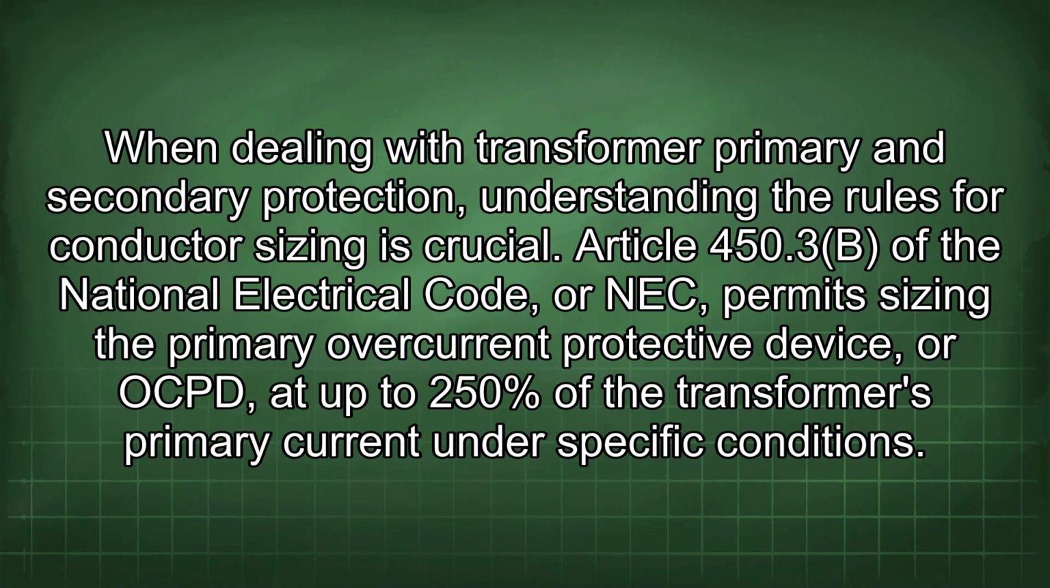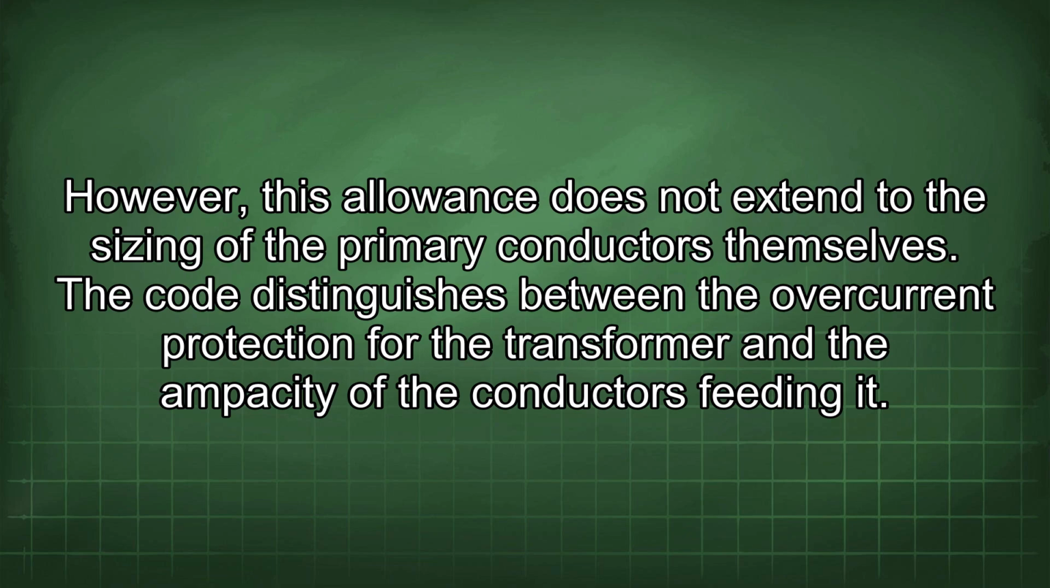When dealing with transformer primary and secondary protection, understanding the rules for conductor sizing is crucial. Article 450.3(B) of the National Electrical Code, or NEC, permits sizing the primary overcurrent protective device, or OCPD, at up to 250% of the transformer's primary current under specific conditions. However, this allowance does not extend to the sizing of the primary conductors themselves. The code distinguishes between the overcurrent protection for the transformer and the ampacity of the conductors feeding it.